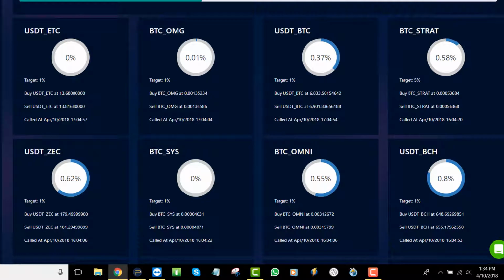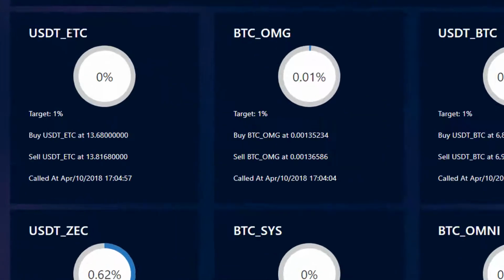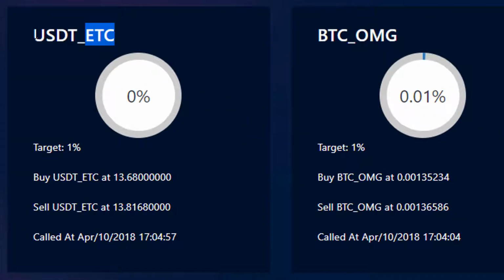So what we see here is a number of signals, and let's break this down. This is telling us to buy Ethereum Classic using Tether. We're going to do a 1% target. That would be the profit, 1%. And so it's saying to buy Ethereum Classic at 13.68 USDT, which is Tether. Okay, and then it's suggesting to sell it at 13.8168. All right, and you can see exactly when that was pulled up. Now this time is about 4 hours ahead.